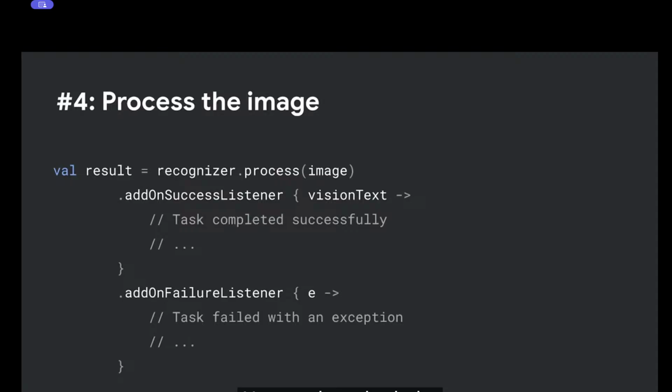Now, we have both the recognizer and the input image. It is time to kick off the recognition. All we need to do is to pass in the input image to the recognizer's process function and set up listeners for result handling.